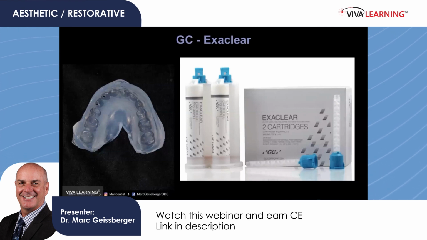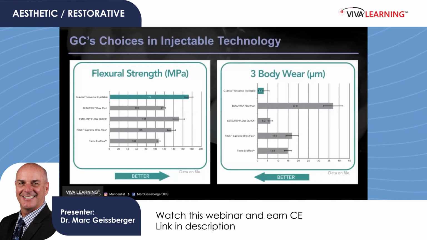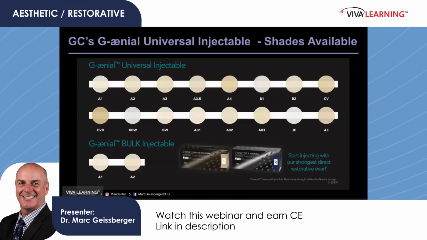Now, the first time you do this, I want you to recognize that as a bite registration material, it's going to set quicker than a conventional impression. This is a beautiful composite resin designed exactly for the technique we need. It comes in 16 shades, and it works brilliantly for this technique. So this is something I've used with all injection molding. It has very high flexural strength, very good wear characteristics, and has lots of shade.